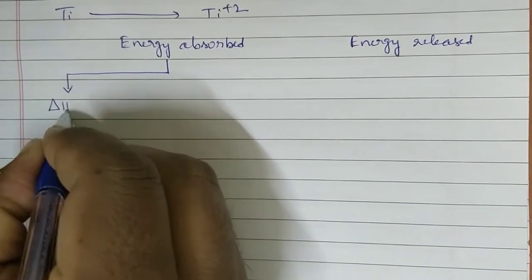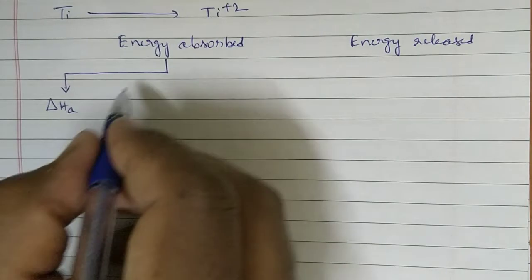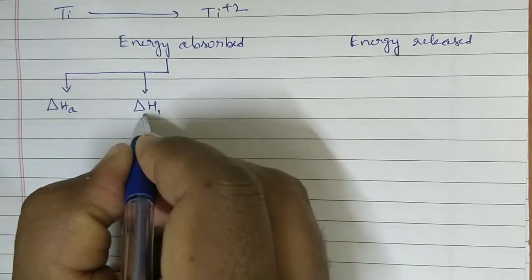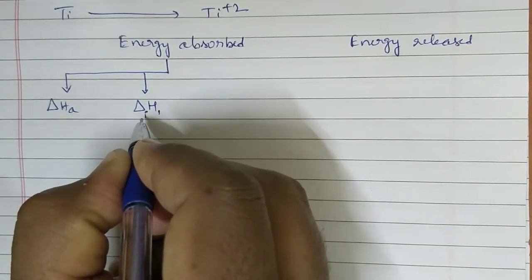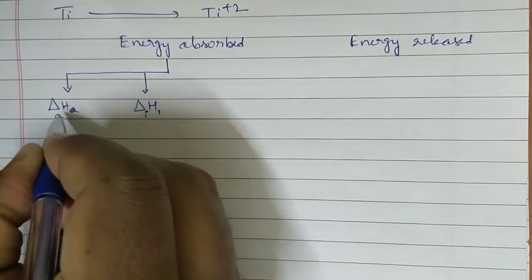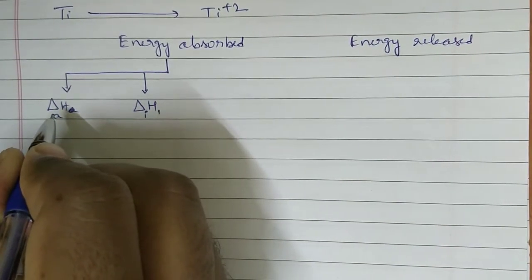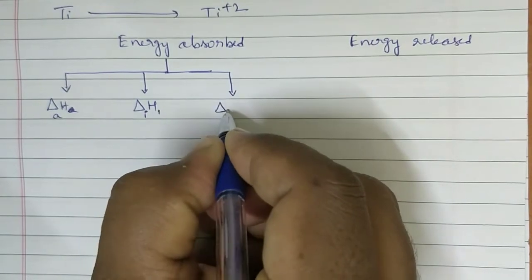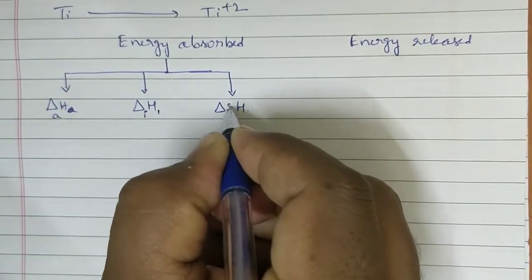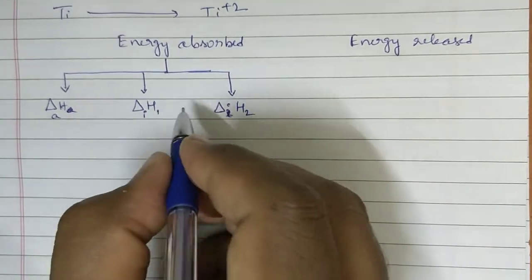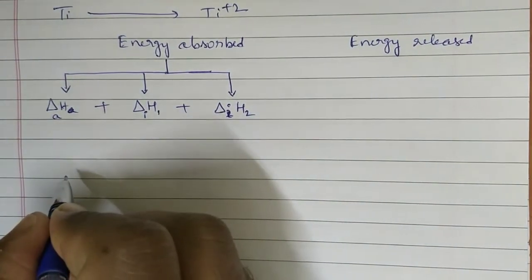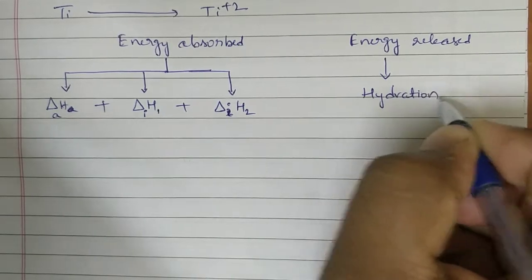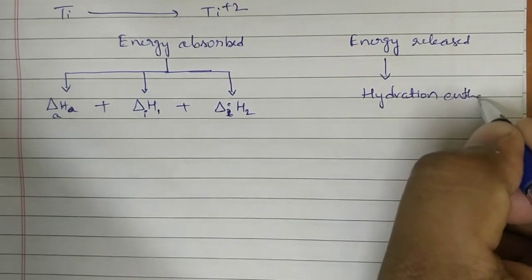What are the energies absorbed? First one, delta HA, enthalpy of atomization. Second one, delta HI, where I is nothing but ionization enthalpy. Delta HA, enthalpy of atomization. This is the first ionization enthalpy. This is the second ionization enthalpy. These are the three energies which are going to be absorbed. And only one energy is going to be released, that is hydration enthalpy.